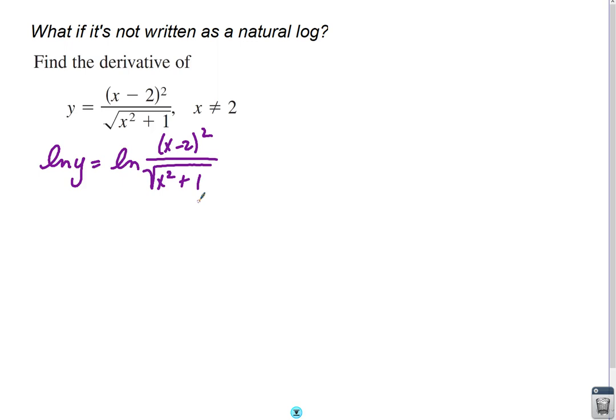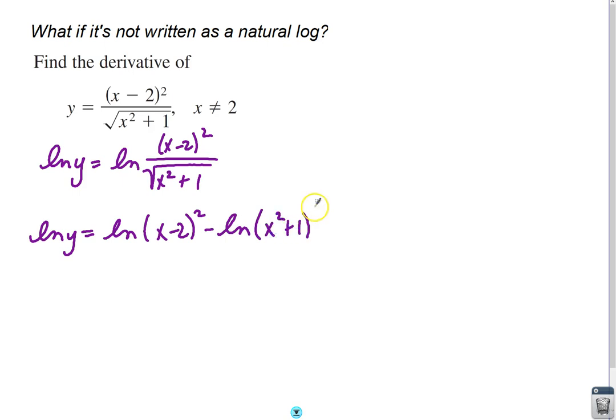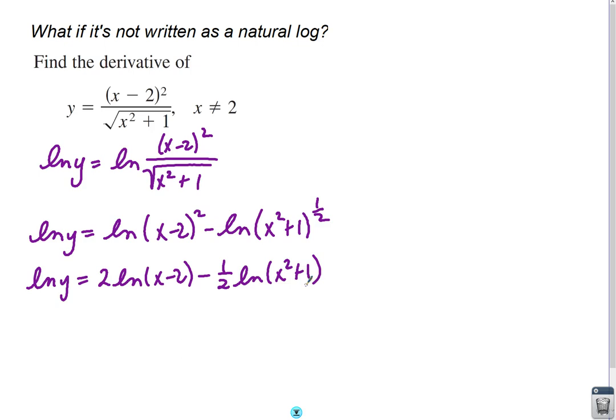I understand. So now I'm going to use that natural log to rewrite this whole thing before I take the derivative. Okay, so the natural log of y is equal to the natural log of (x minus 2) squared minus the natural log of (x squared plus 1) to the 1/2. Both of these have an exponent, so I'm going to bring those out front for each one. So 2 natural log of (x minus 2) minus 1/2 natural log of (x squared plus 1). Okay? Is there any other log property that I could apply?